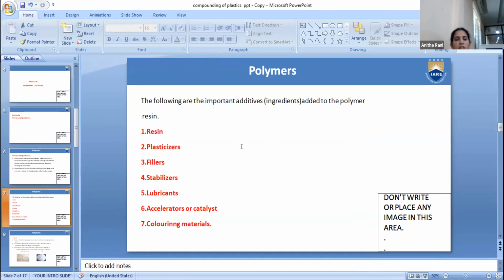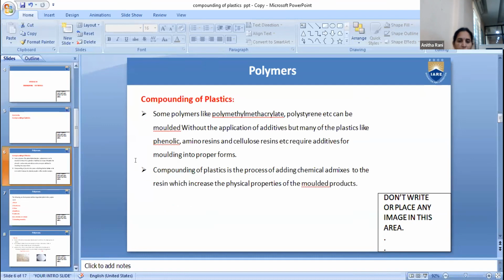After adding all this to the resin, you mix properly. Then you can mold into any shape. So compounding of plastics is the process of adding chemical admixes, that is ingredients, to the resin, which increases the physical properties of the molded products.